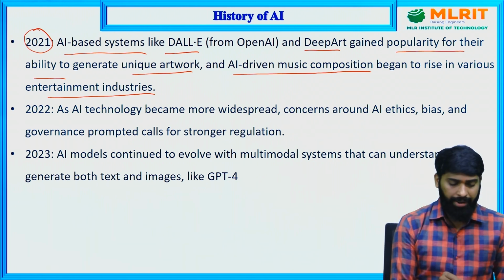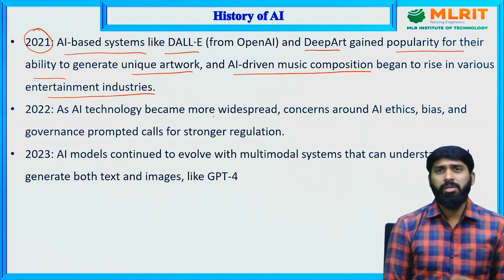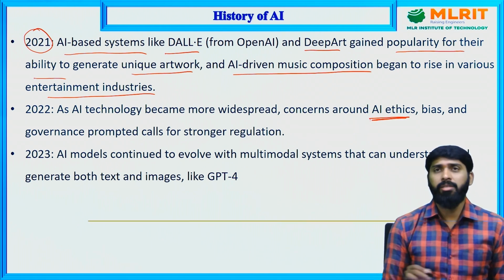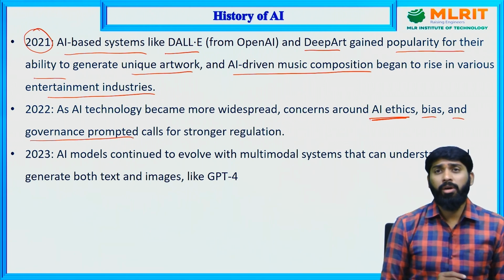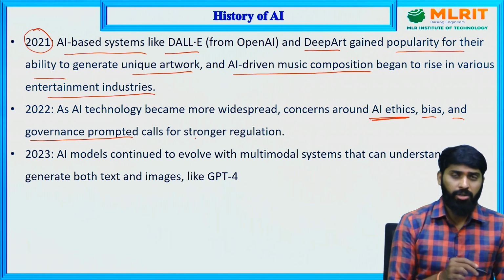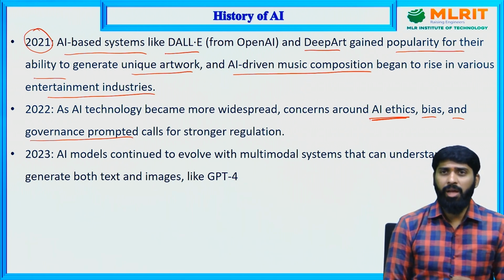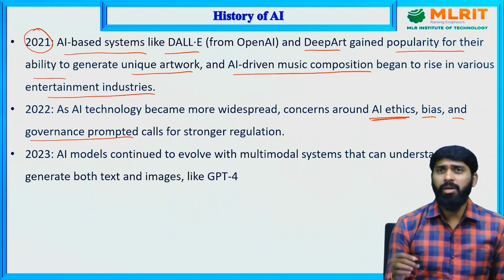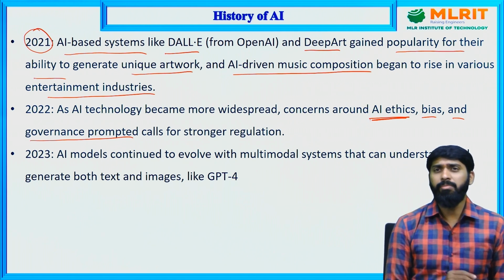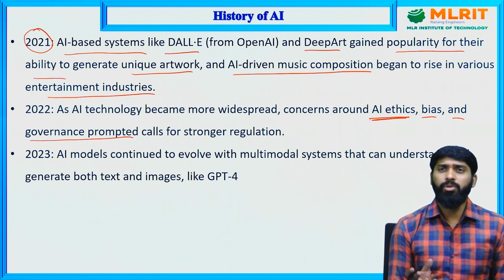In 2022, as AI technology became more widespread, concerns around AI ethics, bias, and governance prompted calls for stronger regulation. Since many AI tools are now available and the technology has become widespread, we need to be concerned about ethics, bias, and governance. We need some regulation policy, some government regulations, to control the new AI models.